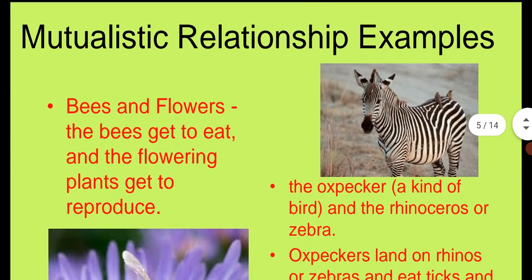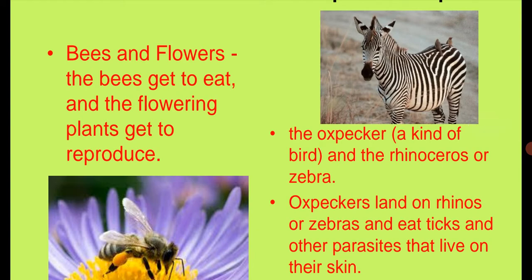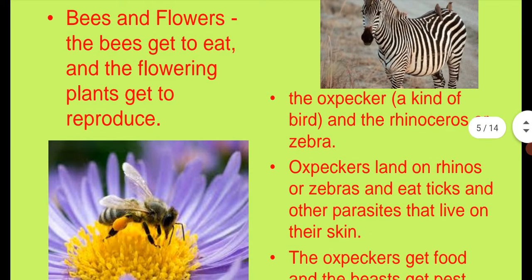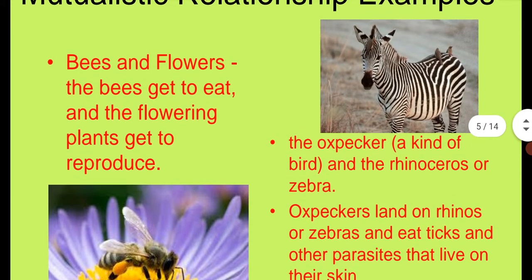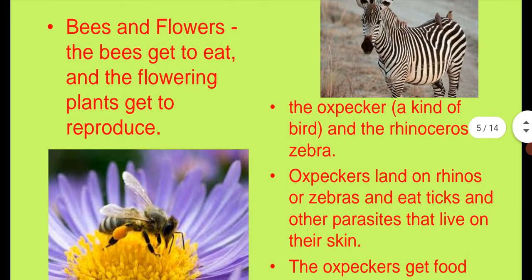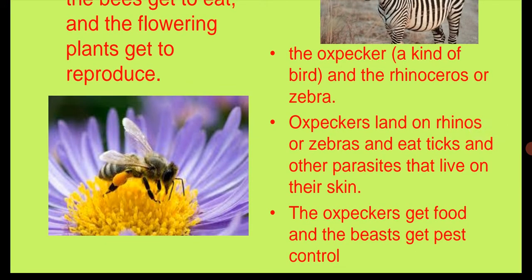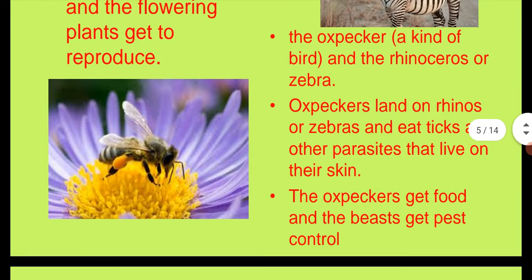Mutualistic relationship examples. So bees and flowers. The bee gets to eat, and the flowering plant gets to reproduce. The oxpecker, which is a kind of bird, and the rhinoceros or the zebra. The oxpeckers land on rhinos or zebras, and they eat the ticks and other parasites that live on their skin. The oxpecker gets food, and the rhino or zebra gets pest control. So this is a mutual relationship.